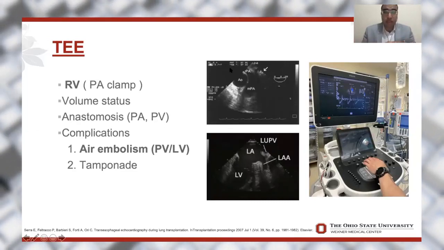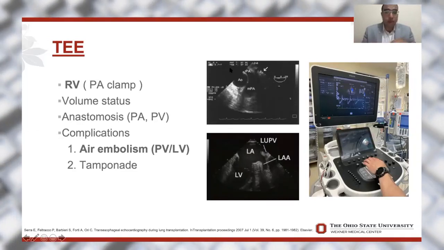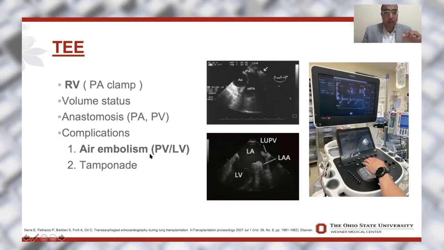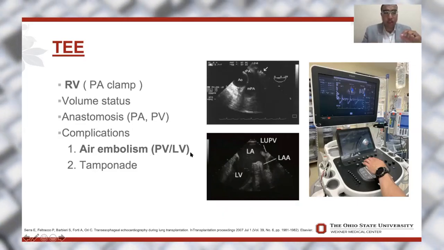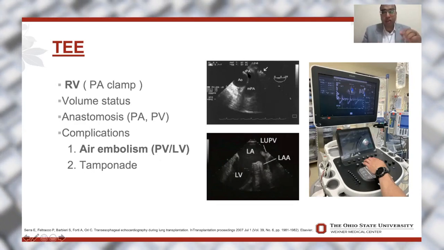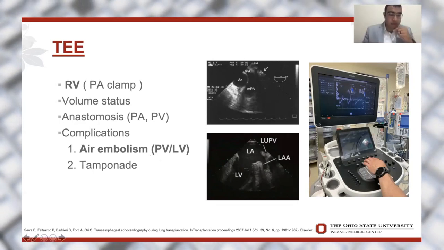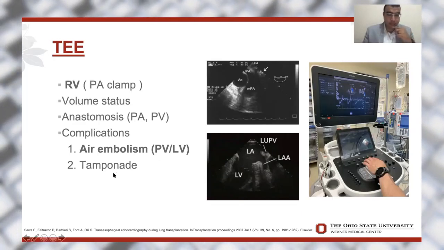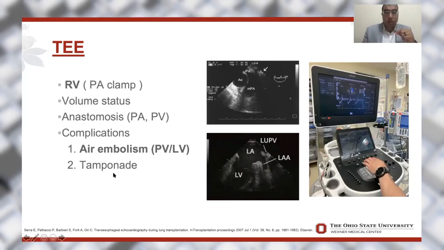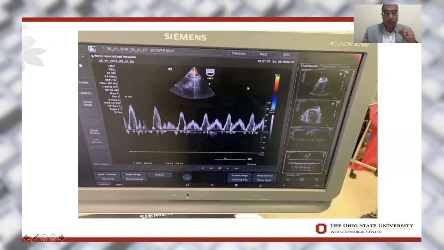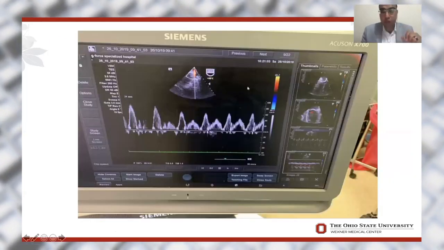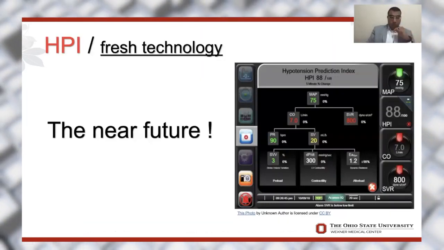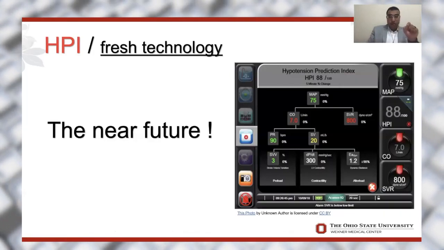You can check the anastomosis of the pulmonary artery and pulmonary vein by duplex, and you can detect any complication like air embolism, especially after connection of the pulmonary vein. Some air in the LA and the LV can for sure cause many complications, up to coronary ischemia. This is a nice quote about pulmonary venous flow Doppler. After all this monitoring, I'd like to emphasize the near future.